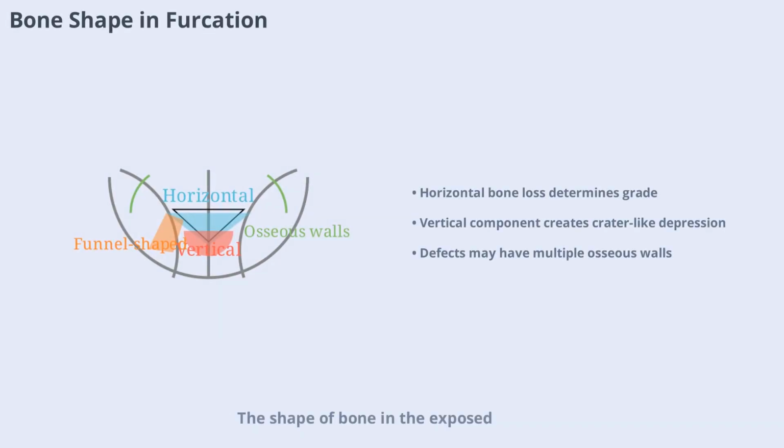The shape of bone in the exposed furcation area has both horizontal and vertical components. The horizontal component determines the grade of involvement, while the vertical component often creates a depression similar to a crater in the interdental area.